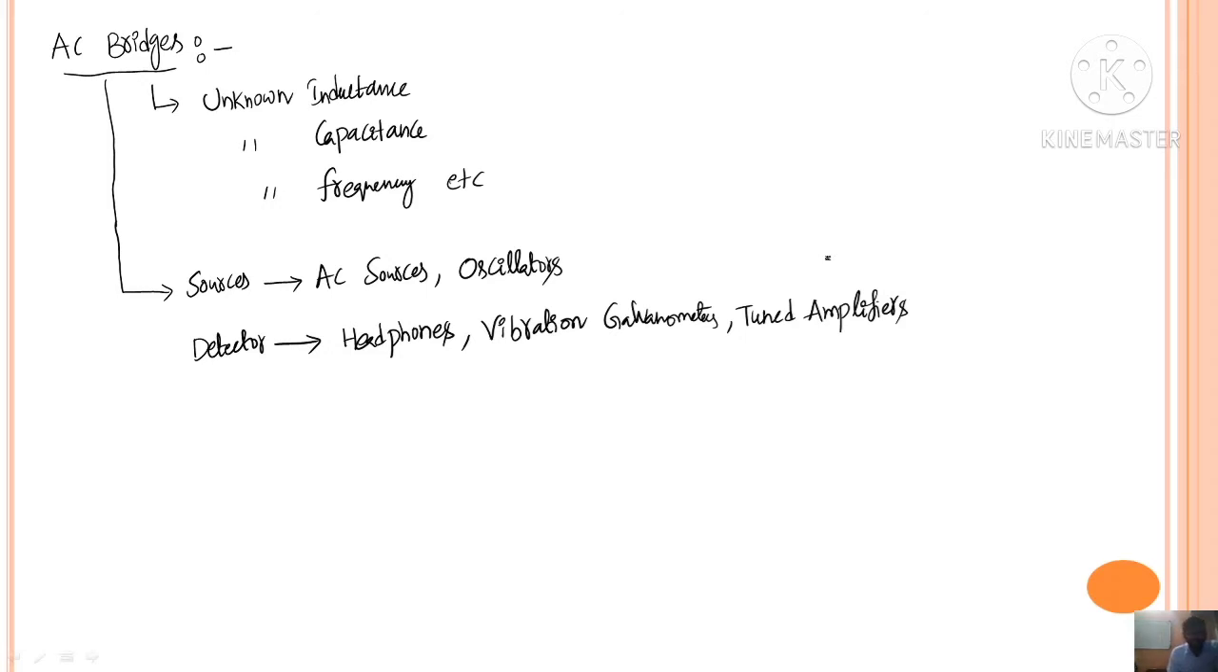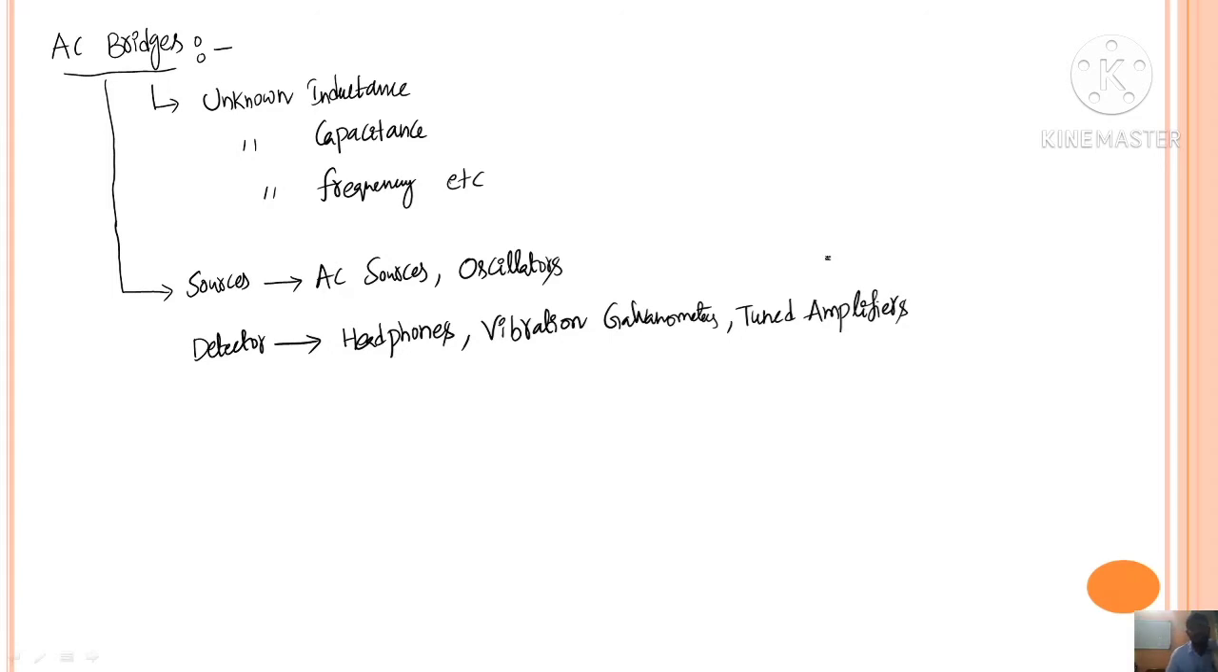It is not important to remember which frequency we can prefer for which detector. You can verify these things in your textbooks also. But basically, you need to know the basic difference between AC bridges and DC bridges.